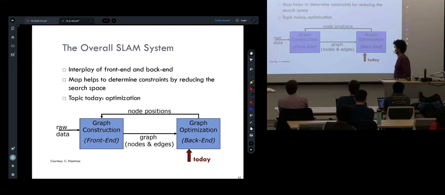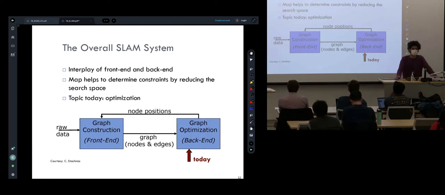So the current theme or narrative that you see in graph SLAM in literature, in the most abstract way, you can present it like this. Typically, we receive raw data from sensors. The raw data can come in the form of point clouds, IMU signals, wheel encoders, monocular images, RGBD images, and so on. There is a front end. The front end is responsible for constructing the graph.